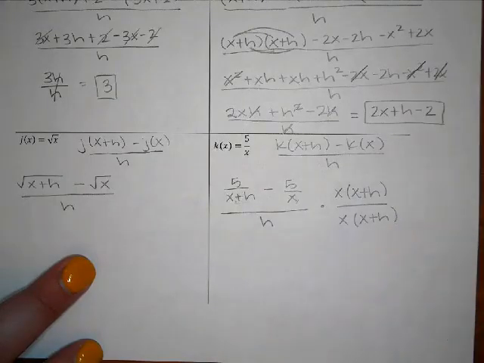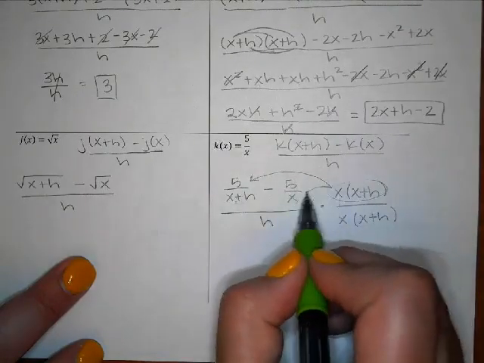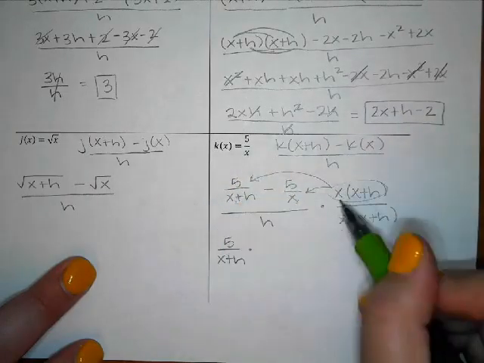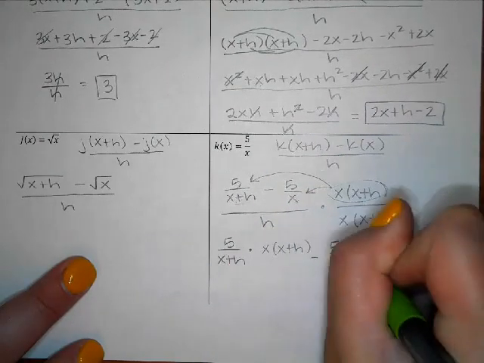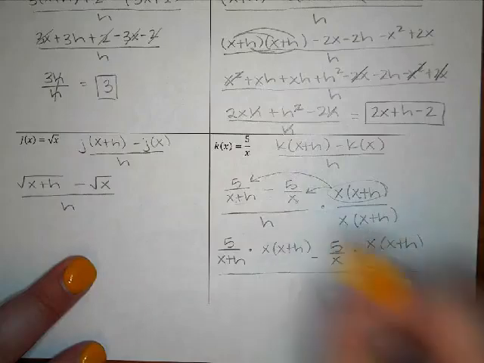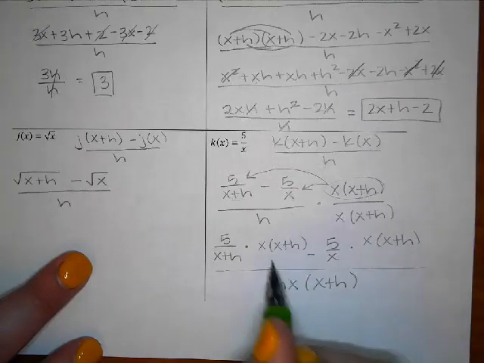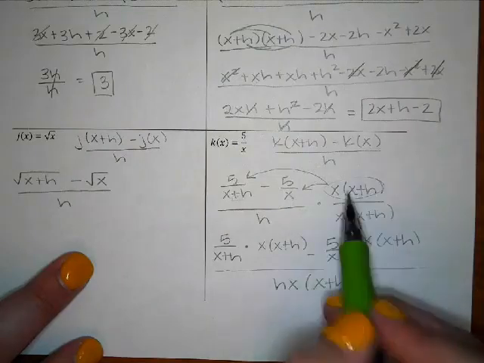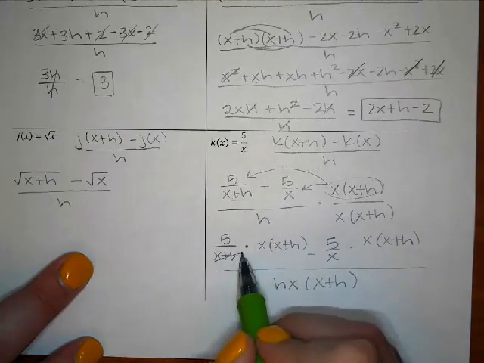So I'm going to multiply by x times x plus h to the numerator and x times x plus h to the denominator. And I'm allowed to do that because it's like multiplying by 1. If I do the same thing on the top and the same thing on the bottom, it's like I multiplied by 1. My problem's going to look different, but it's going to equal the same thing. So I can take this and multiply it by this, and take it and multiply it by this as well.